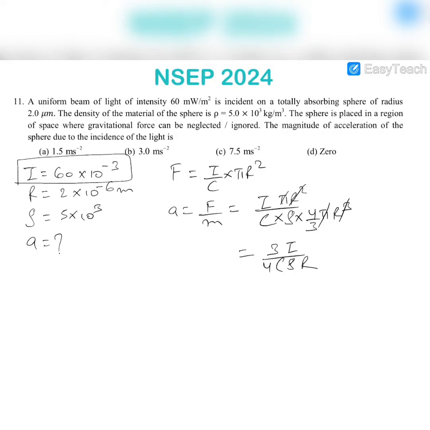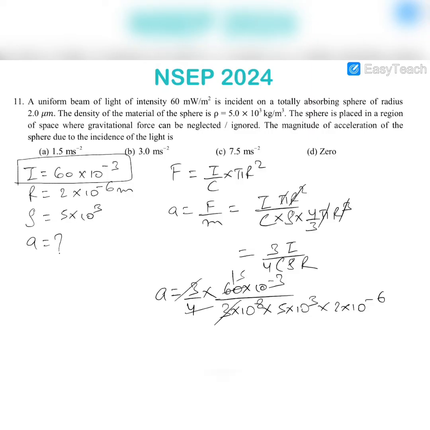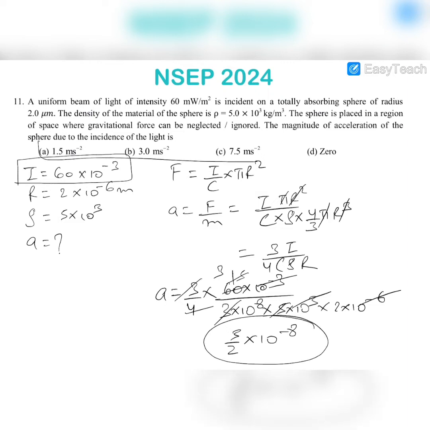So if you substitute the values, this I is 60 into 10 raised to power minus 3, and C is 3 into 10 raised to power 8. Rho is 5 into 10 raised to power 3, and R is 2 into 10 raised to power minus 6. So cancelling this 3 with 3, this with this is 15, this with this is 3, and this is 3 by 2 into 10 raised to power minus 8. So this is not matching with any of the answers given.